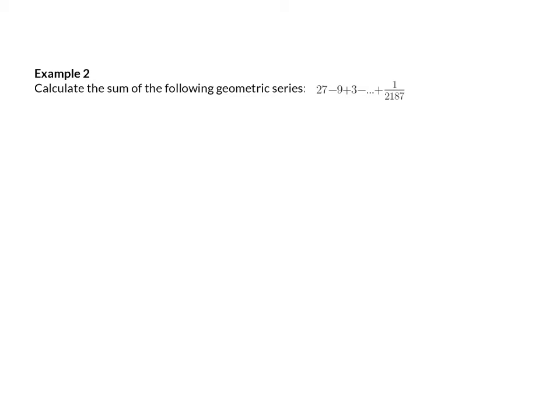Let's have a look at example 2. Calculate the sum of the following geometric series. So this time they are mentioning that it is a geometric series. So we know that somewhere we will find a constant ratio. To calculate this constant ratio, we're going to say term 2 divided by term 1. So minus 9 divided by 27 will give us a constant ratio of minus a third. We also know that A, the first term, is 27.